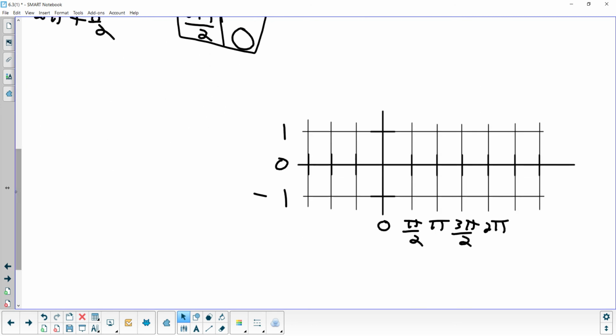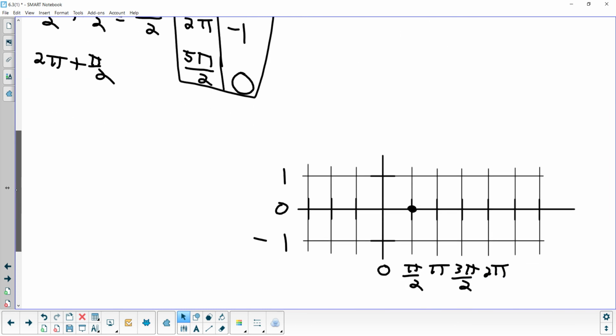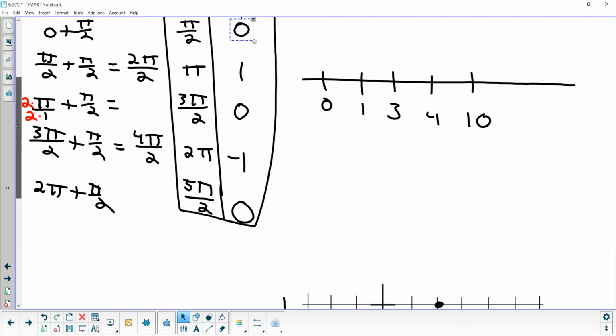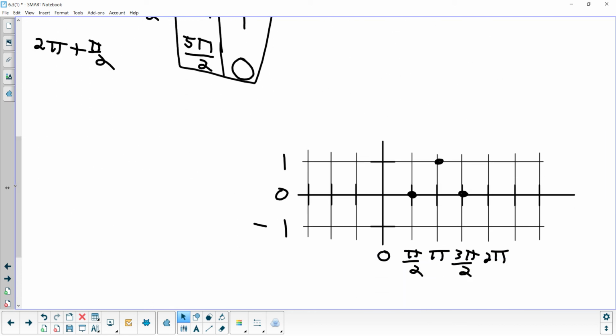So pi over 2, 0. We've got pi, 1. 3 pi over 2, back to 0. 2 pi, I'm at -1. And 5 pi over 2, I didn't put that label, I should. 5 pi over 2, I'm back at 0. Just remember that this is a curve. There's nothing about these graphs that are linear. Shouldn't be any sharp points on them. Should be a nice smooth curve.